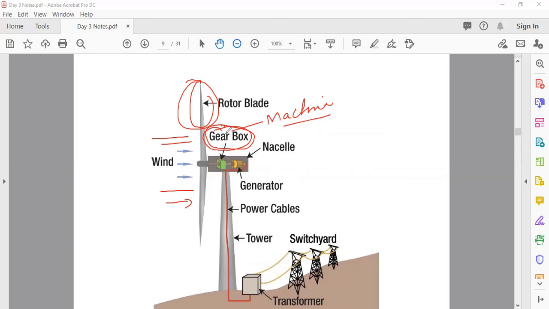This question will not come in the exam. What is a gearbox? I'm just explaining to you because you are physics and chemistry students. So the gearbox will increase the rotation. And when this rotation comes to the generator, it is very high speed. And the generator starts to rotate and produce electricity. And that electricity can be transferred to the cities and the other areas. Any confusion?